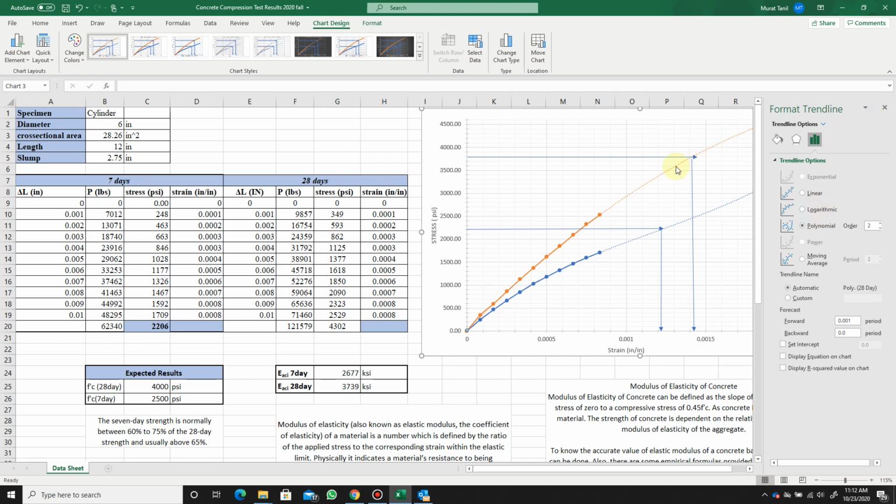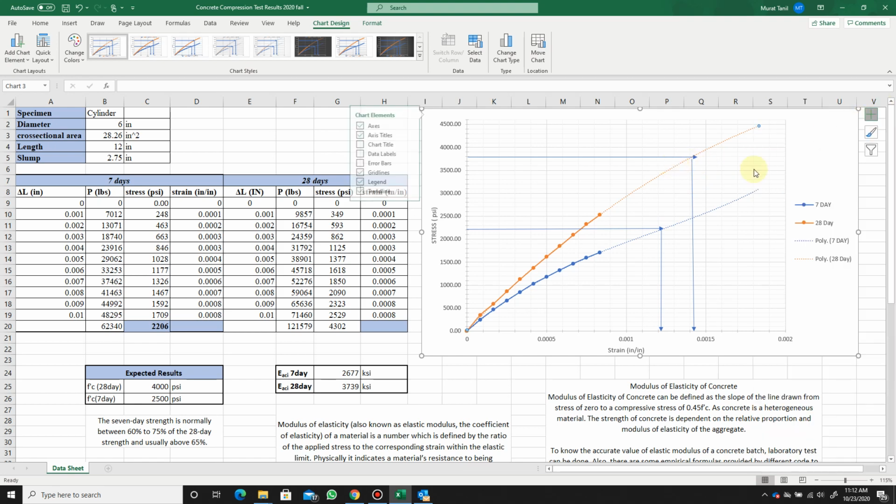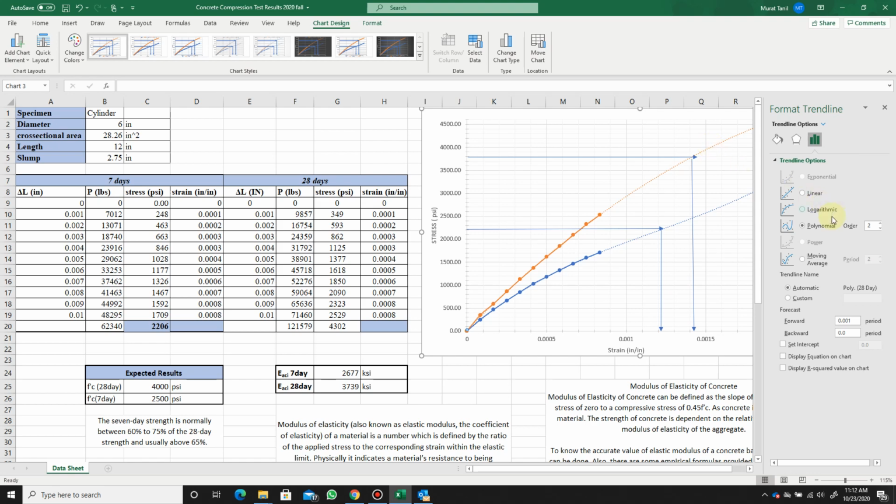And for this one, let's close this. For 28 days, I use polynomial, second order. If I change the order, it's not working. So whichever is the best fit line, that's what I'm going to use. I know that if I keep taking measurements, it's going to best fit with this line.